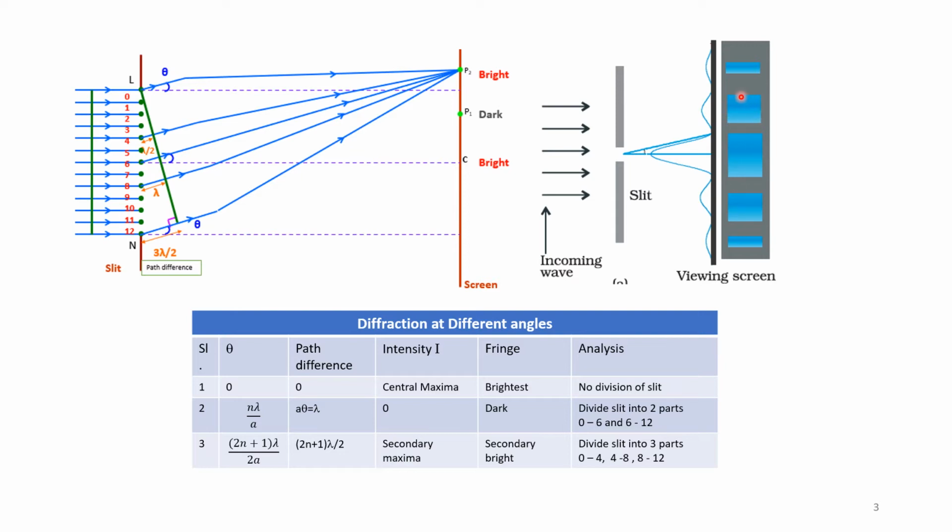After the dark spot, again a bright spot occurs. This is the secondary maxima. You see here the amplitude is lower. Again it becomes dark and again it becomes bright. So there will be a bright fringe followed by a dark fringe, a bright fringe, dark fringe, bright fringe, alternately, but the sizes will be varying because of the angle. So this is a viewing screen, this is a slit, and these are the amplitude, intensity and the rays.